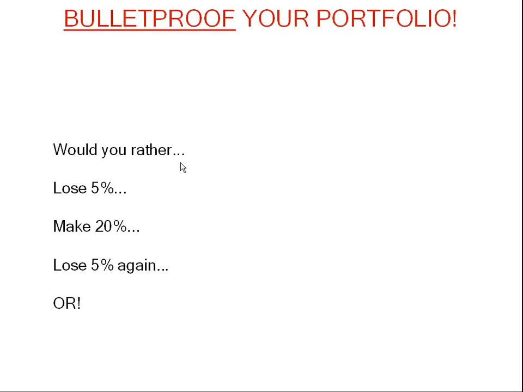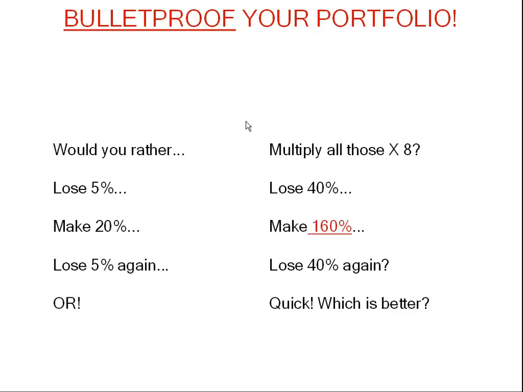Let's assume that you entered into a few trades. Over the next 4 months, you entered into 3 different trades. Would you rather, on those 3 trades, on the first trade you lose 5%, on the second trade you make 20%, and then on the third trade you lose 5%, or would you rather use leverage and multiply everything by 8? So we'll lose 40% on our position, we'll make 160%, and then suffer a 40% loss again.